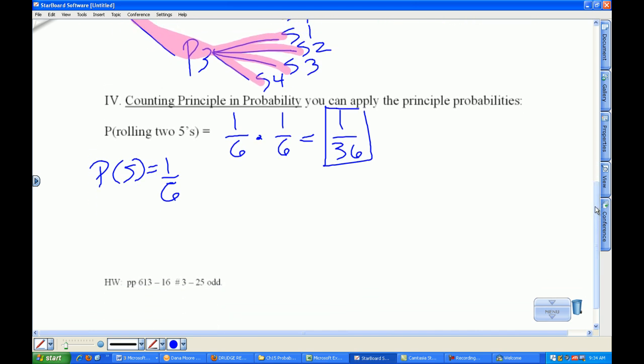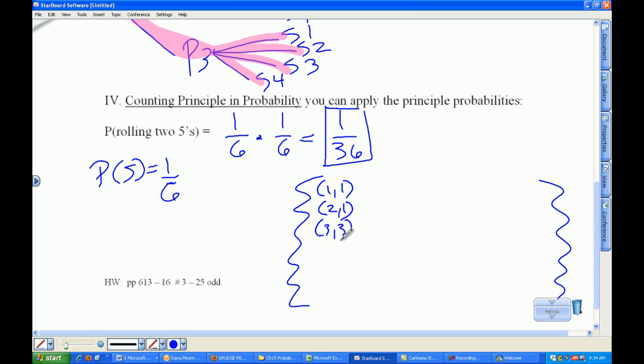Now, you can make a sample space of this, and I'm not going to do the whole thing, but it's in your textbook. 1, 1, 2, 1, 3, 1, 4, 1, 5, 1, and 6, 1. So this is all just the values for the first die changing. You'll notice 1 stays the same. Then we go over here.